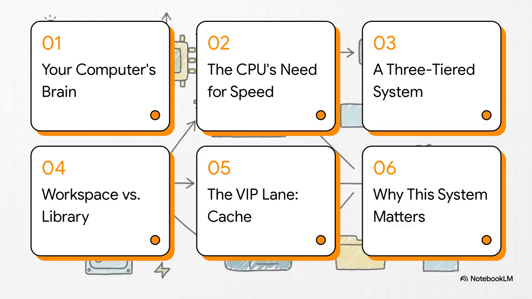So here's the game plan for this explainer. We're going to follow the journey of a piece of data. We'll start with the computer's brain, that's the CPU, and why it has this constant need for speed. Then we'll unpack the really clever three-tiered system it uses. We'll look at the difference between its workspace and its library. And finally, we'll check out the super exclusive VIP lane known as cache.